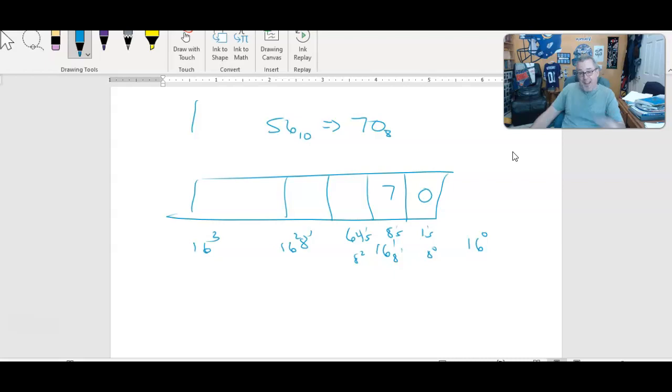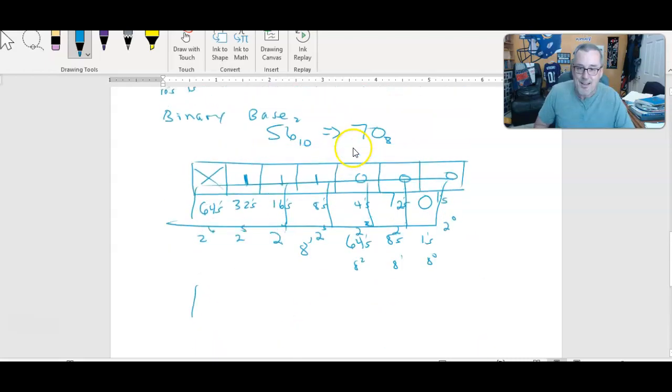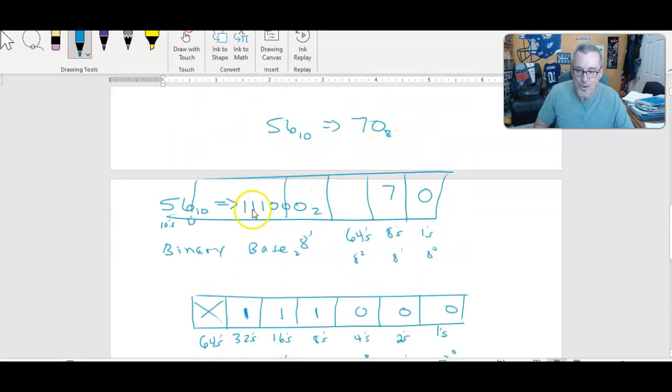Yeah, I don't like that so much. It's old. But hey, you can't say 70, because the language of 70 means 7 10s and 0 1s. That would be 5 10s, 56, but this is just 70 base 8. This is just 111000 base 2. That's how we say it.